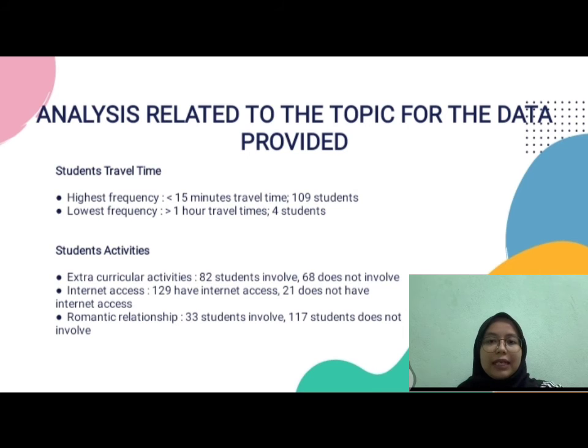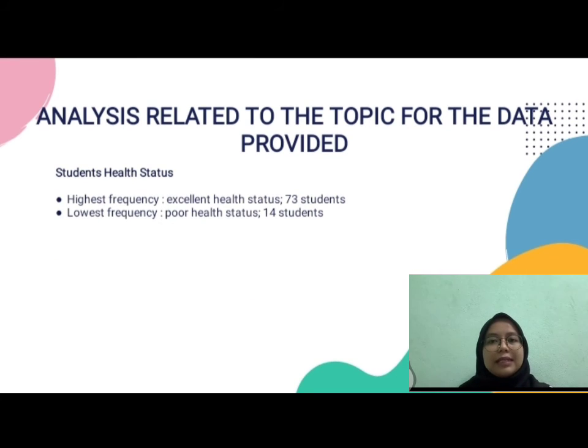Lastly, about student health status. The highest frequency for student health status is excellent health status, which have 73 students, while the lowest frequency is poor health status, which only have 40 students.